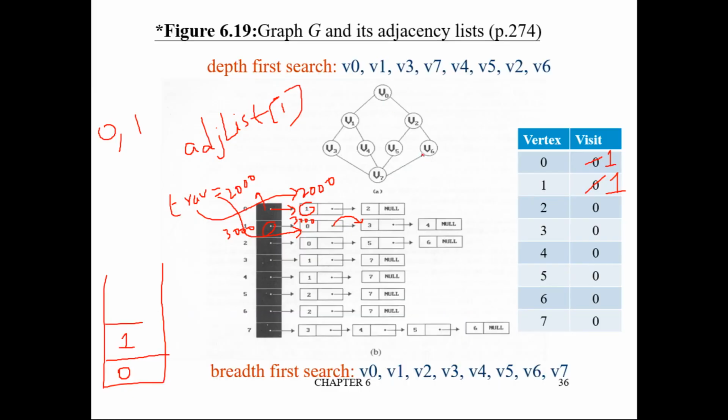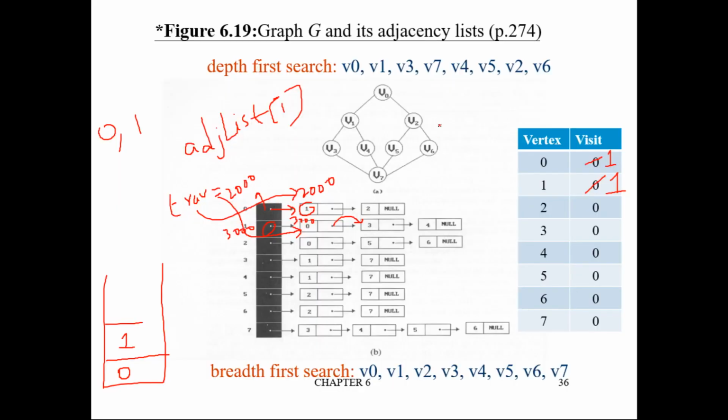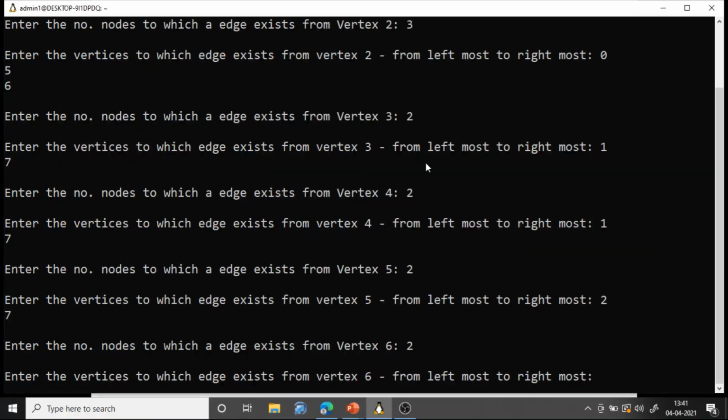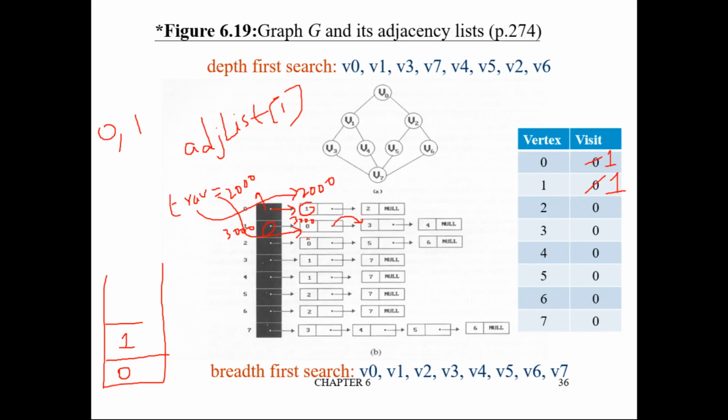Similarly, vertex 6, how many edges are going? Only 2. Okay. So what are the nodes to which it connects? Again 2 and 7. So 2 and 7. Then vertex 7, enter the number of nodes to which an edge exists from vertex 7.